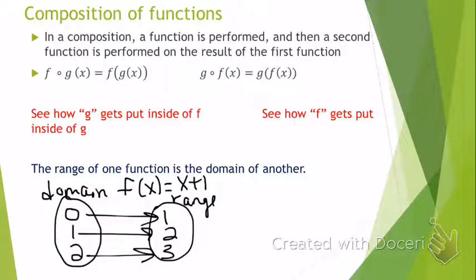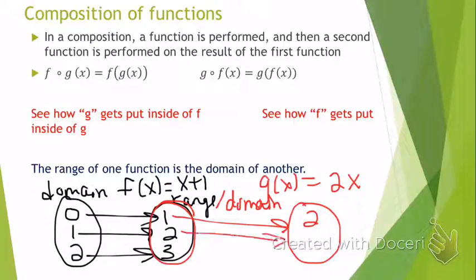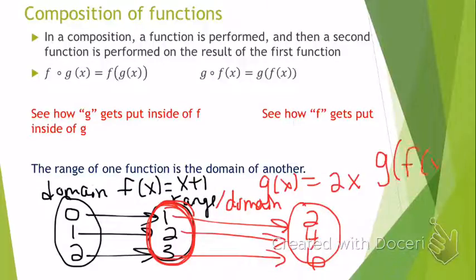So if we were to take those answers and put them inside of a different function, let's say g of x is 2x. Now what I'm going to do is take this circle. It now becomes my inputs. So we take this answer, if I put 1 in there, 2 times 1 is 2. If I put 2 inside, 2 times 2 is 4, and then I put 3 in. So now this circle that was originally the range of f becomes the domain of g. So this here demonstrates g of f.